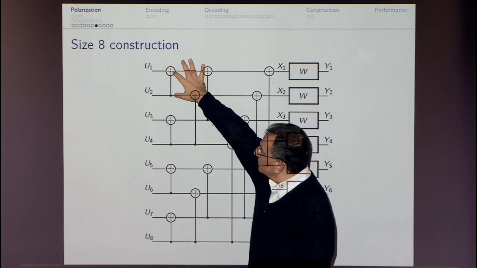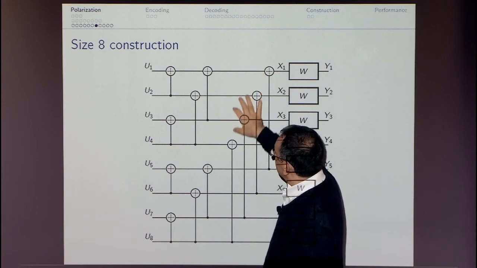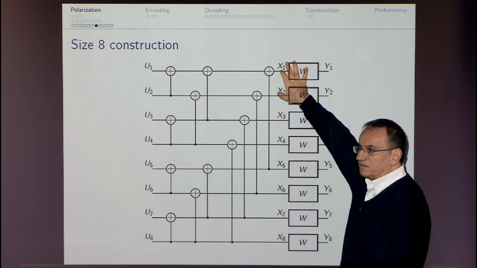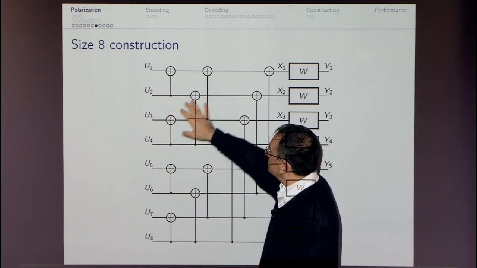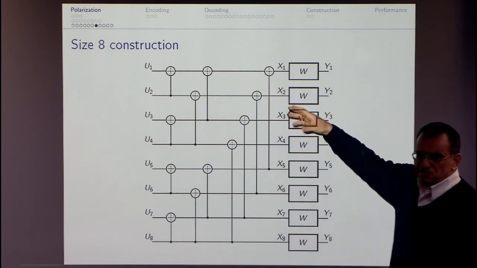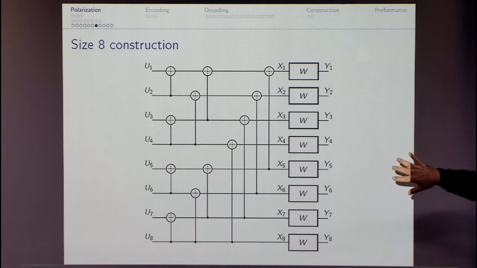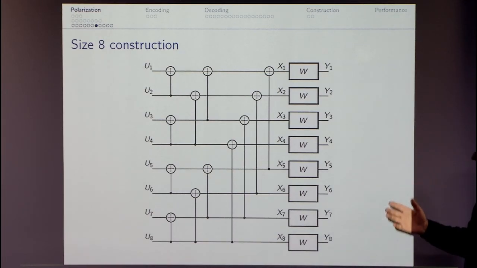Okay, we had the adjacent nodes connected to each other near the channel. Now they are connected to each other at the source. Okay, so this is the difference between bit reversed order and the natural order.